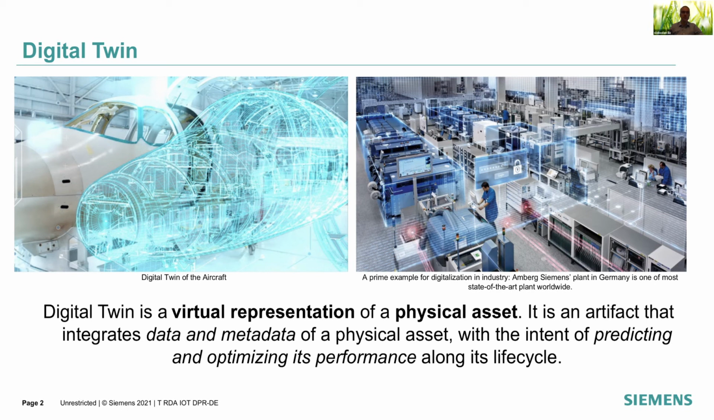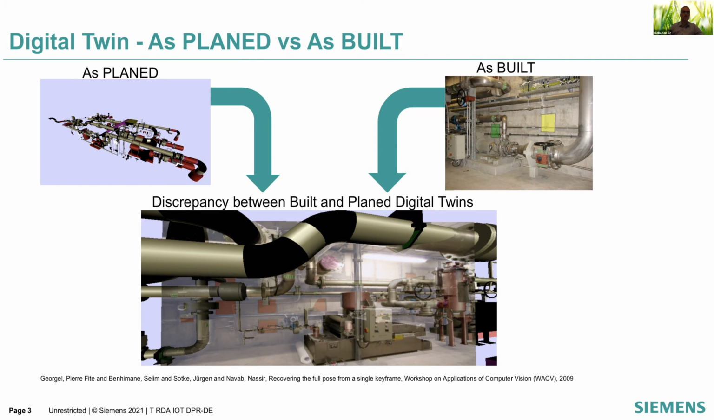One of the definitions, but there are probably many: the digital twin is a virtual representation of a physical asset. It can be considered as an artifact that integrates data and metadata of this physical asset. In industry, this is mainly about sensor data. A lot of sensor data from different machines should come back to the actual plant model. The intention is to do prediction or optimization of the performance along the life cycle.